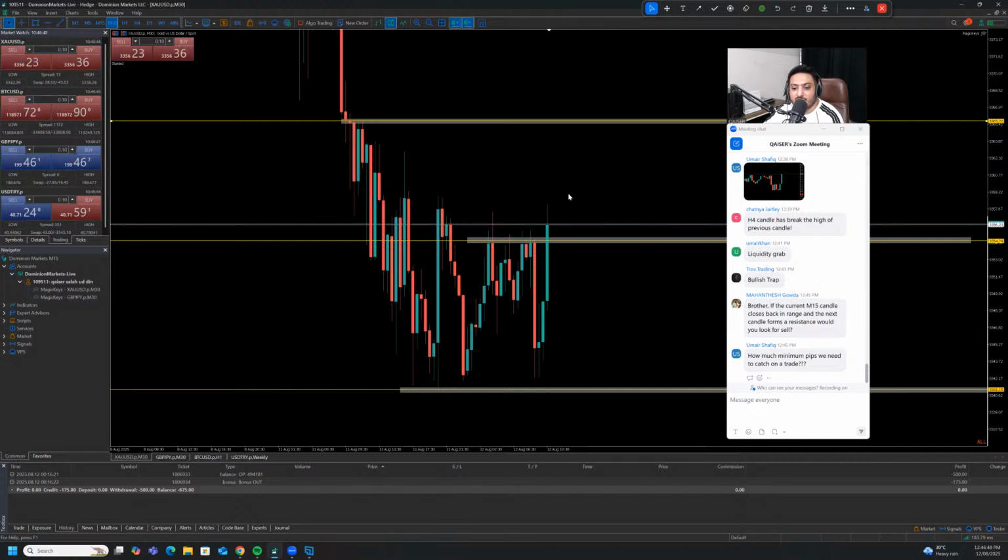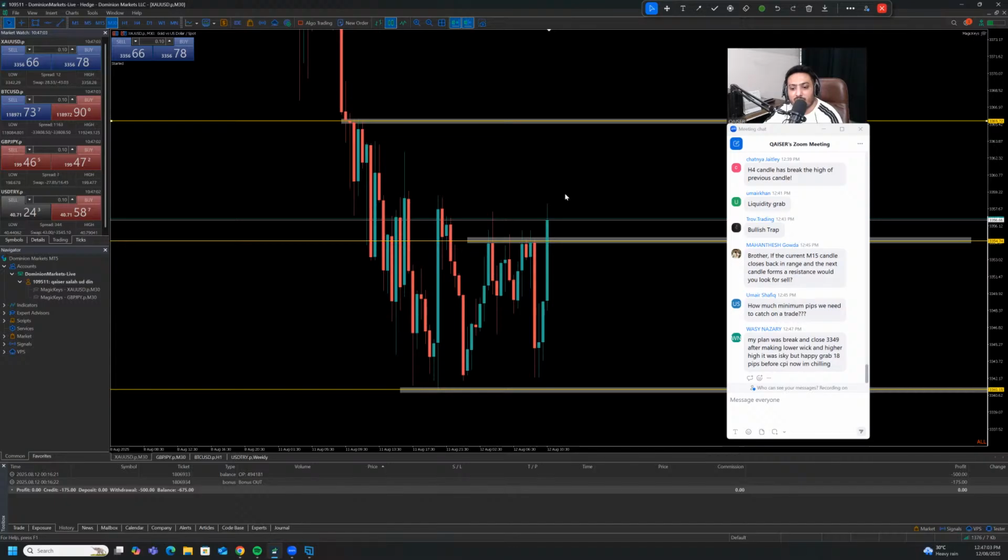How many minimum pips do we need to catch on a trade? There must be a 35 to 40 pip range on the left hand side, I would say. If you're going to execute a trade, there must be a 35 to 40 pip range to the left side, so you can easily grab 15-20 pips out of it. So the minimum range should be 35 to 40 pips.